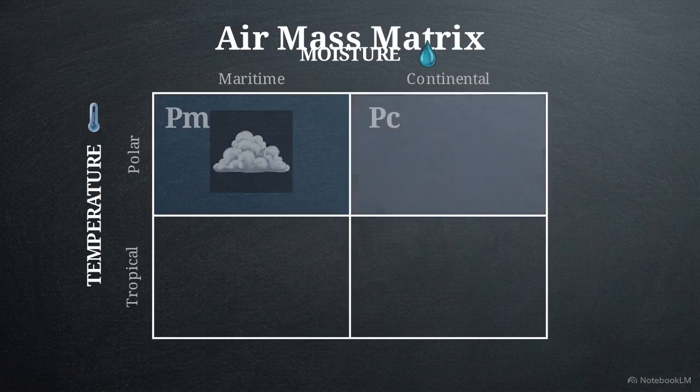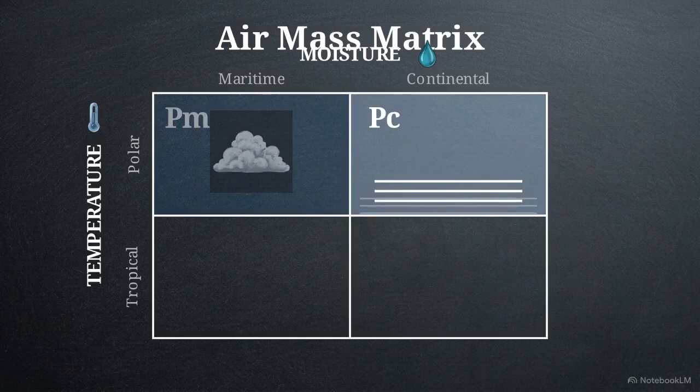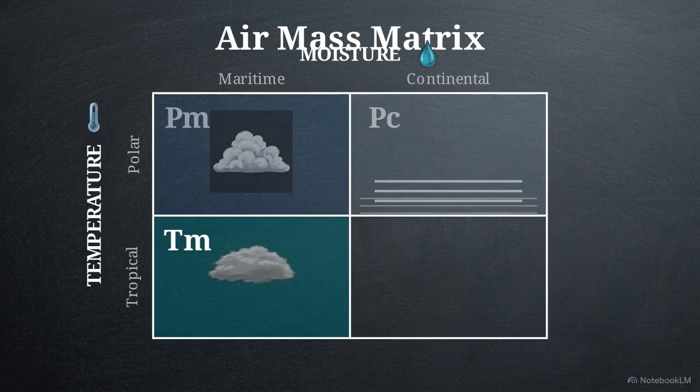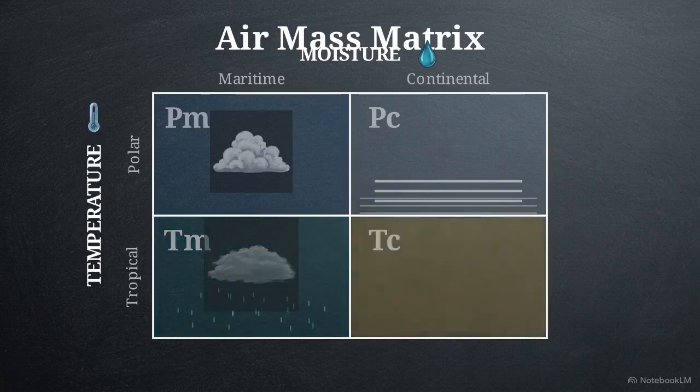Polar continental, PC, forms over cold land masses. It is cold, dry, and extremely stable, frequently producing widespread winter fog and low stratus clouds. Tropical maritime, TM, originates over warm oceans. It is warm, moist, and stable, creating thick layers of low clouds, persistent drizzle, and a high risk of fog.